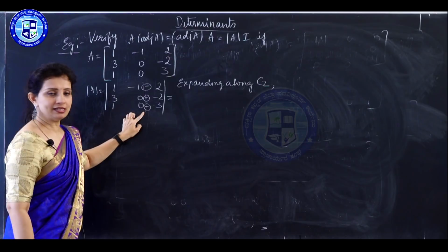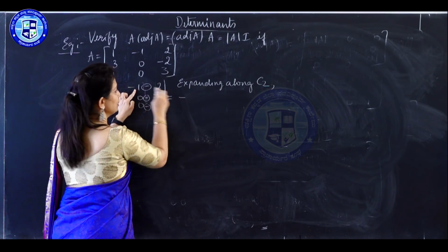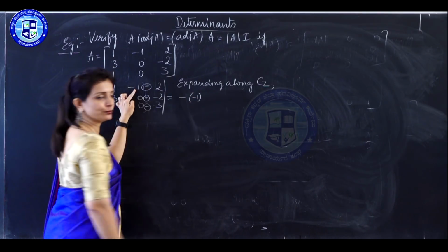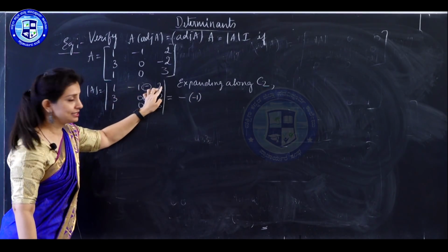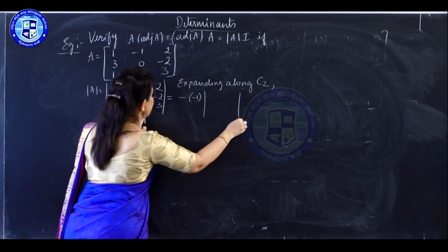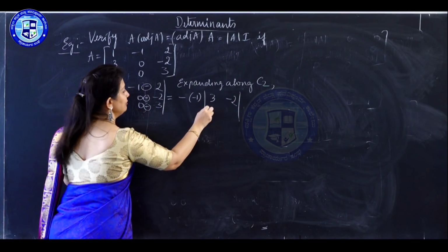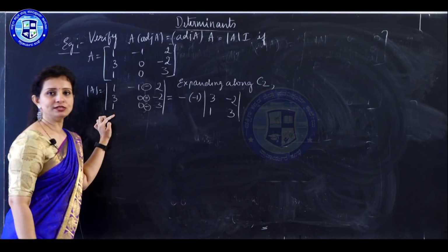Minus plus minus position signs. So it is minus of, what is the first element? Minus 1 into. Delete the first row and second column. Remaining elements are 3 minus 2, 1 3. See how simple it is.